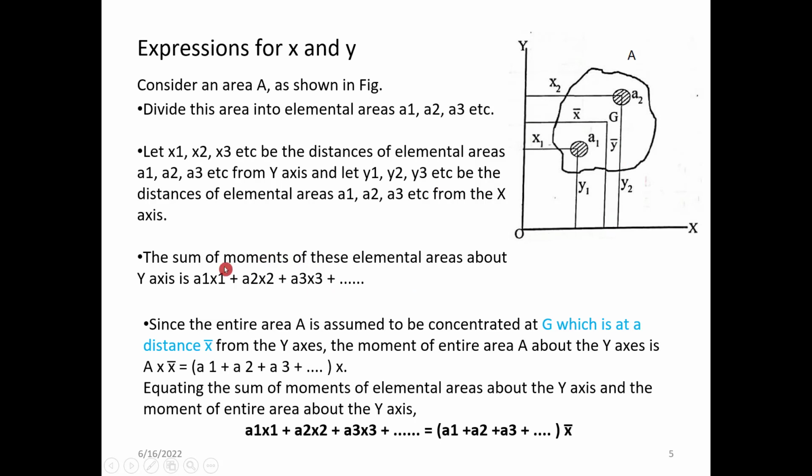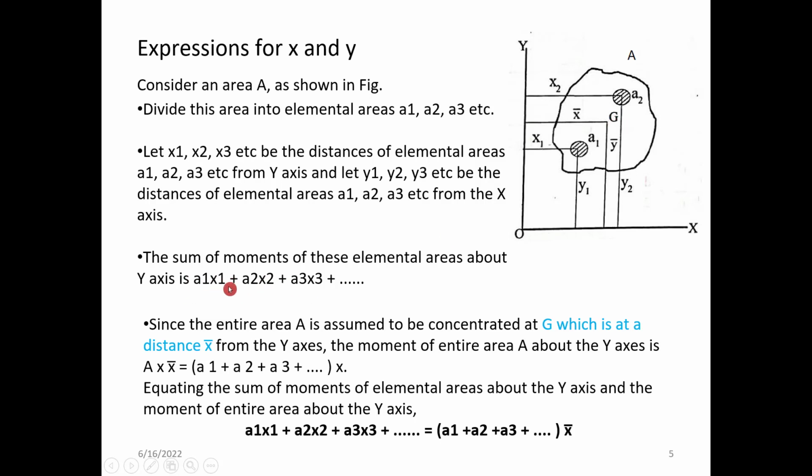Now we are taking the sum of moments of this elemental area about the y-axis. So it is like the area A1 into lever arm x1, plus A2 into x2, plus A3 into x3, and it goes on. Since the entire area A is assumed, we are assuming that the entire area is actually concentrated at a point G.